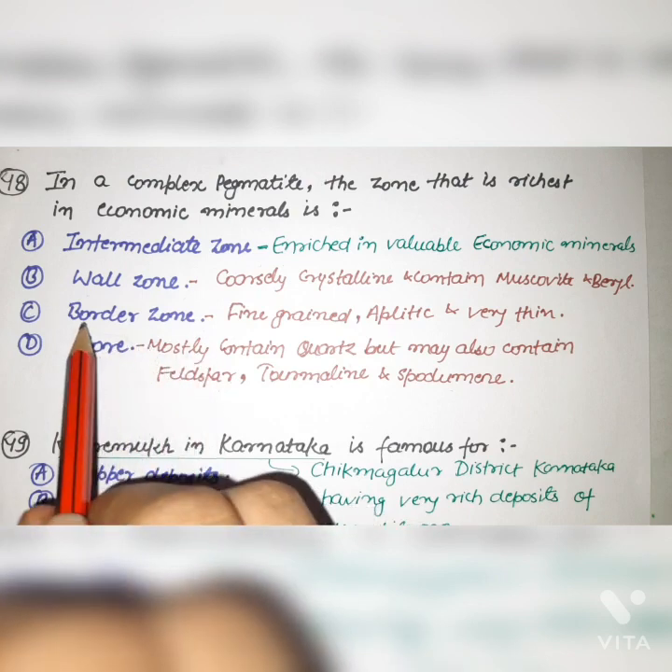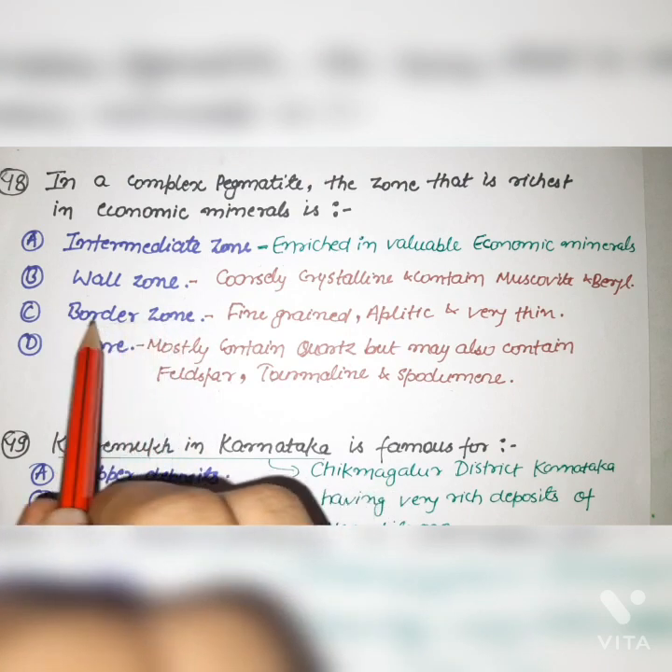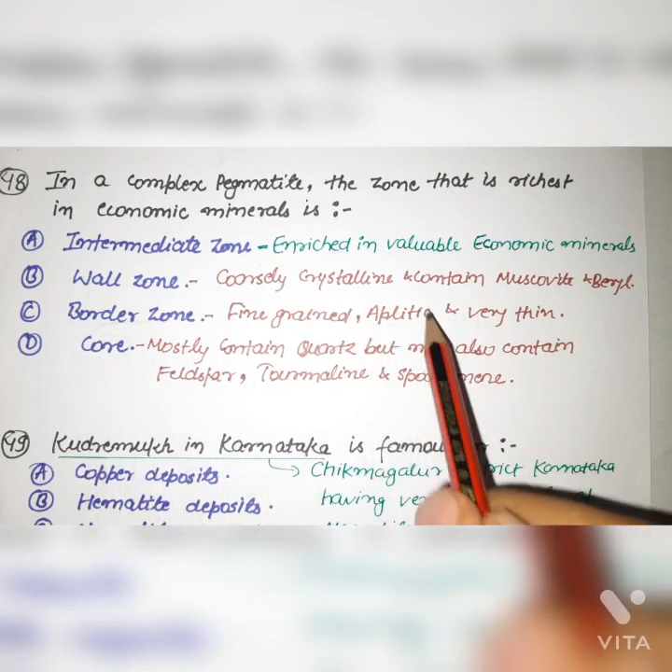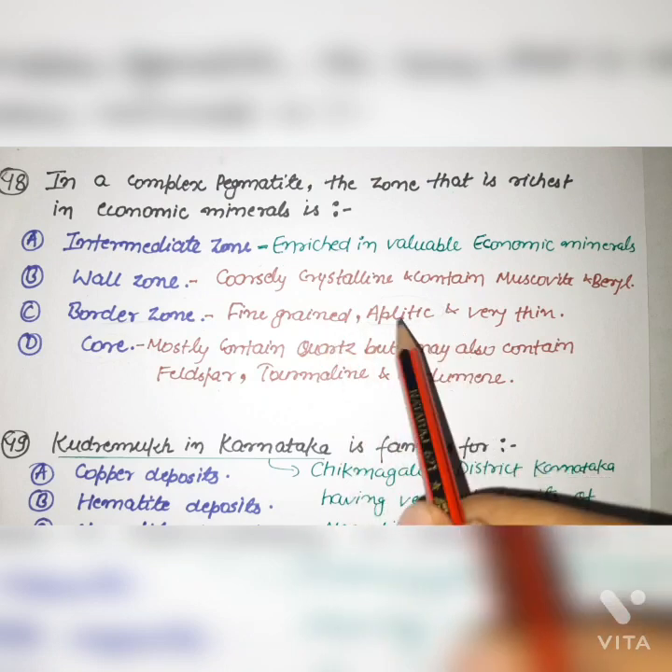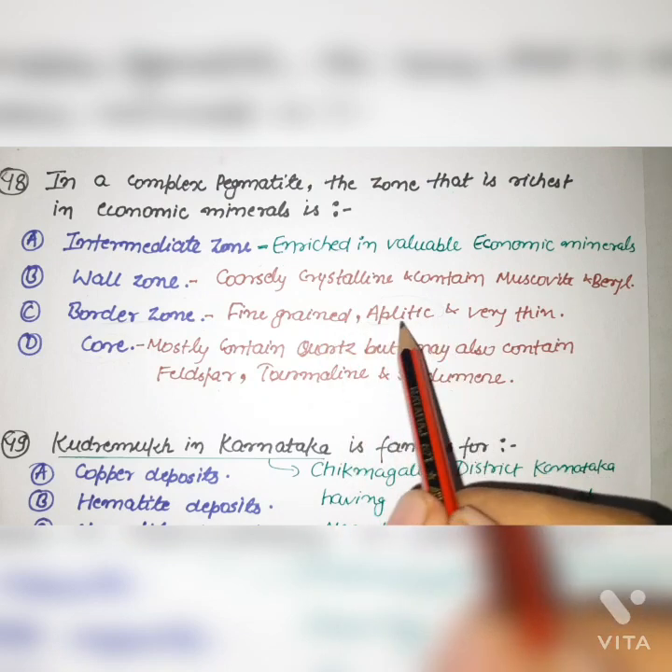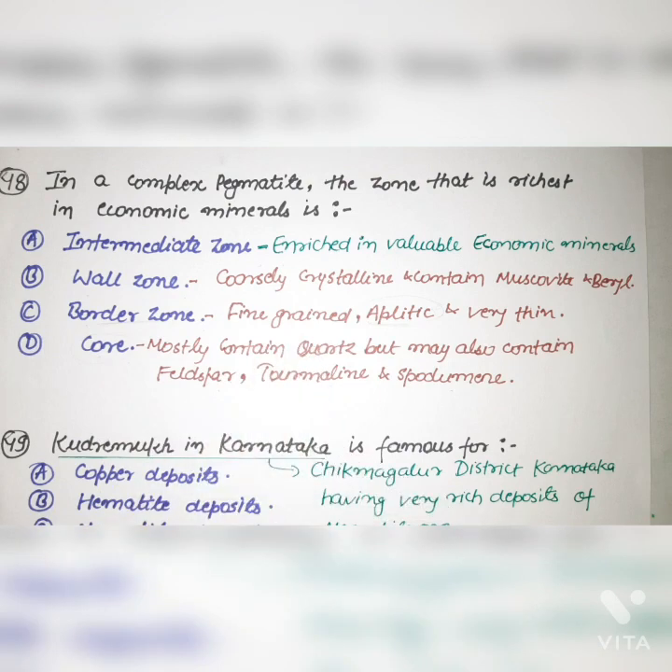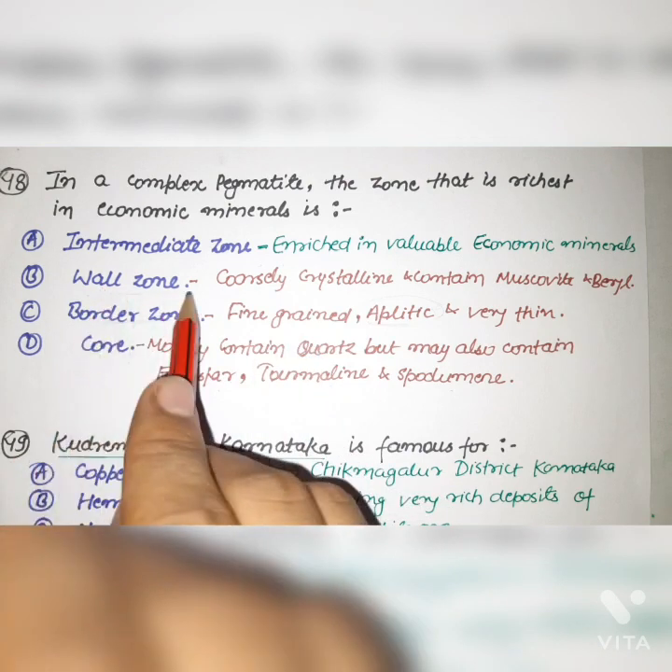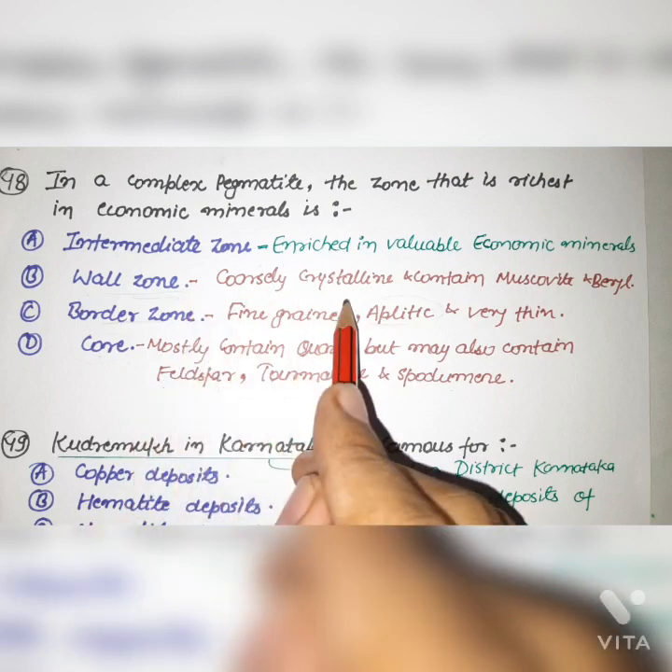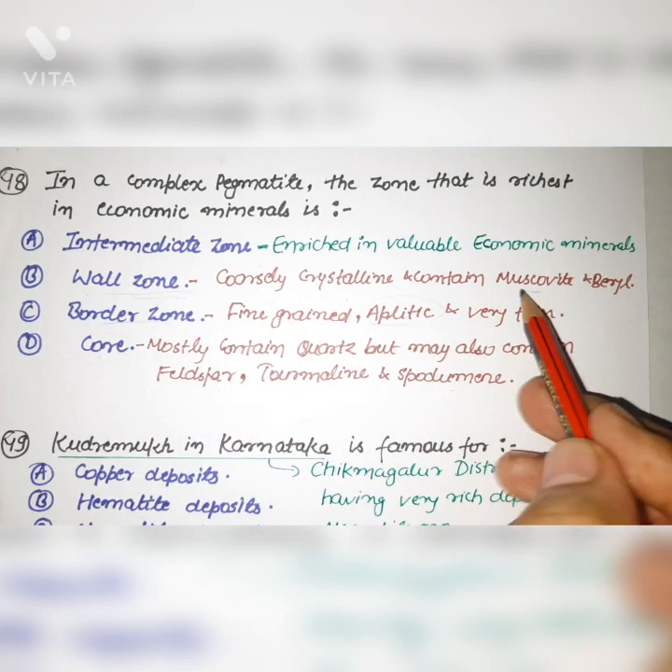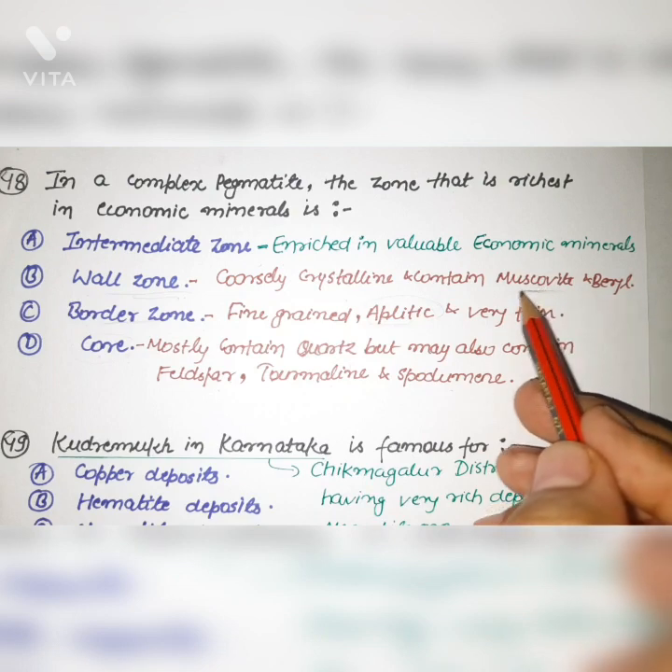Coming to border zone, it is a fine grained zone composed of apatite, and it is also very thin. You can see this is a hypabyssal counterpart of granite. So it is also not the richest in economic minerals. Next one is wall zone. Wall zone is coarsely crystalline and contains muscovite and beryl. So this has some economic use, but still it is not the richest zone.